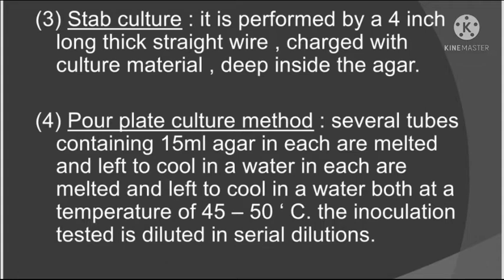Pour plate culture method: several tubes containing 15 ml agar are prepared. The molten agar is cooled to 45 degrees Celsius and poured into a petri dish containing a specific amount of diluted sample.